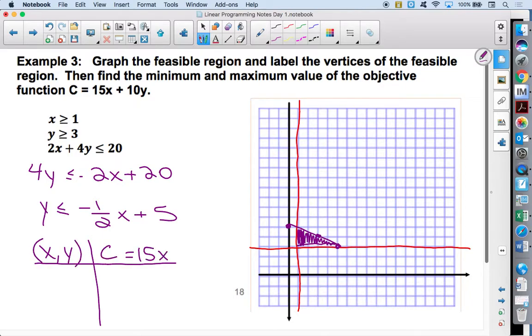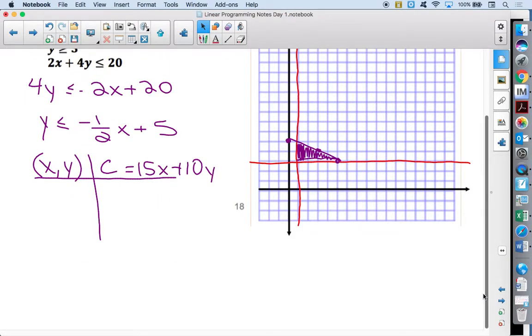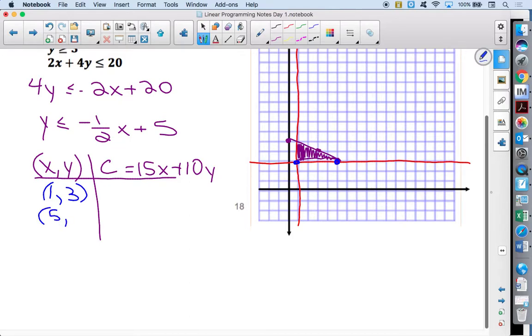Alright, so this problem, after graphing, now wants us to decide where the maximum and minimum values would be and what they are from the objective function 15x plus 10y. In order to do that, you need the vertices of your triangle. Two of them are pretty easy because they connect in the corner of a box. So the 1, 3 would be my first point, and then 5, 3.